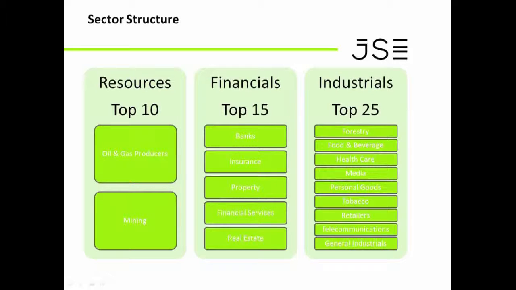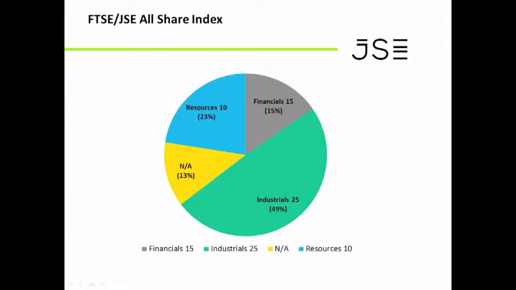If we look at our all-share index, which is the 99% of our largest companies, and we have a look at those three sub-indices, the RESI 10, the FINI 15, and the Indy 25, you'll see it's very interesting how much of the full market it covers. So our RESI 10 index covers 23% of the entire all-share index. Even though it's only 10 companies, it's nearly a quarter of the entire market capitalization of the JSE.